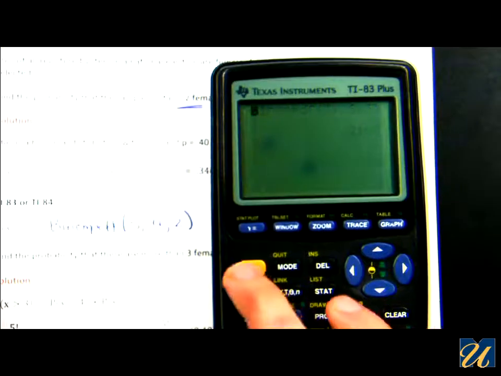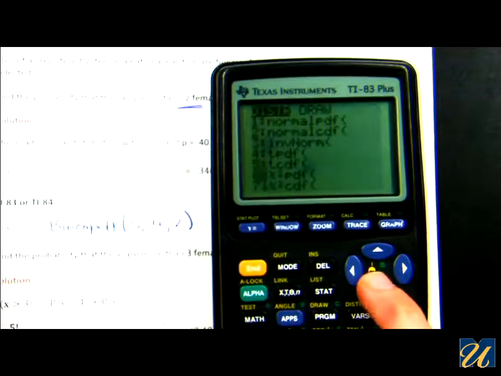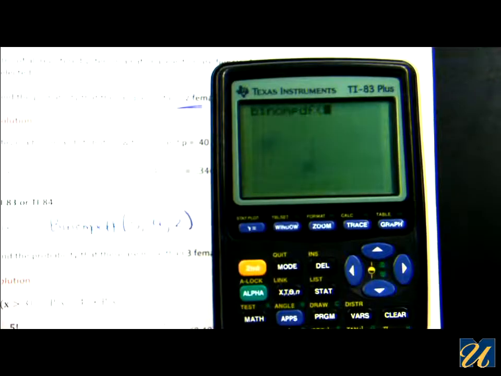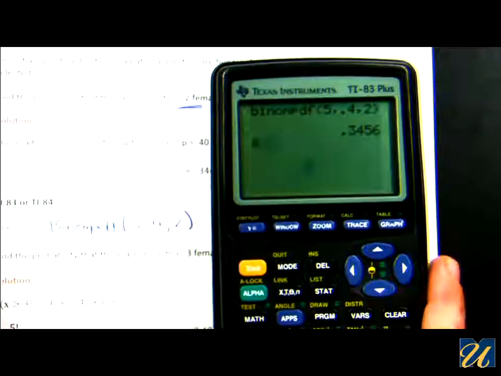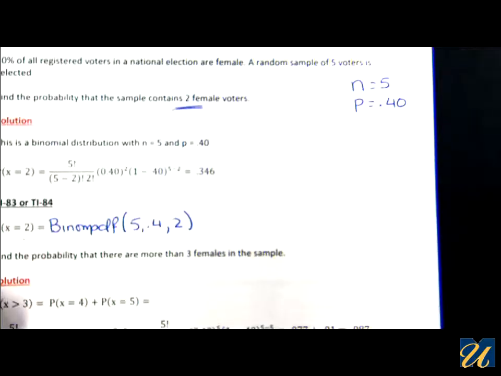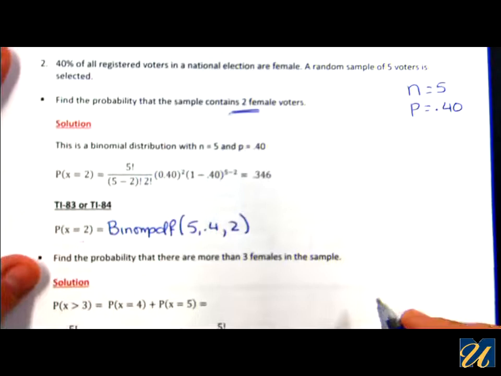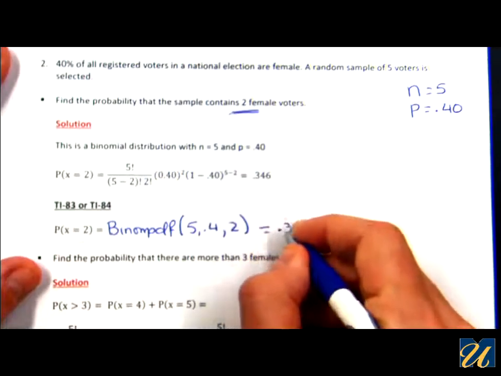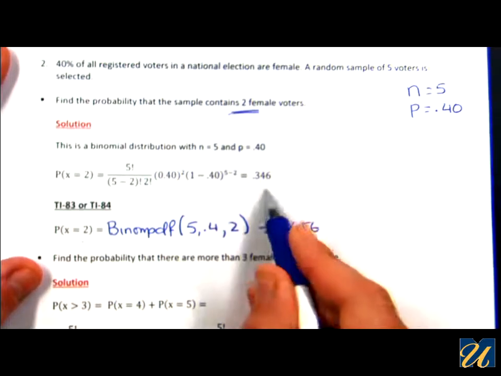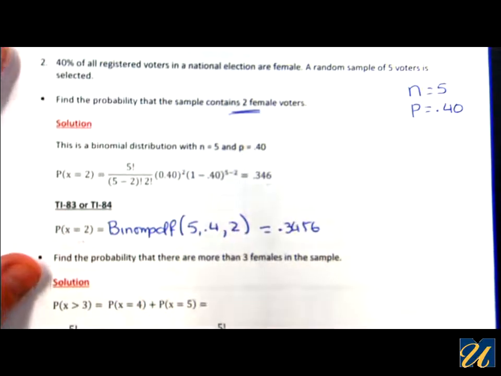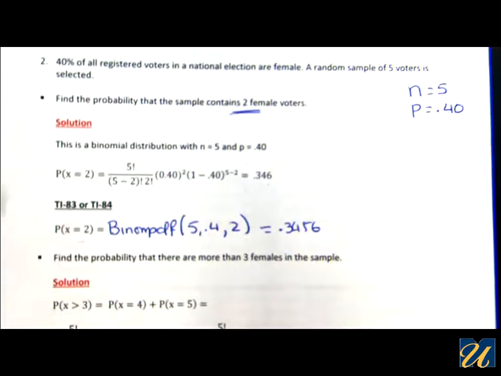So, second vars, binomial PDF, 5, 0.4, 2, close parentheses, enter, 0.3456. So this will be 0.3456. If we were to round up to 3 decimals, this would be 0.346.